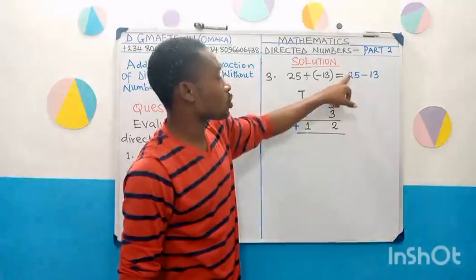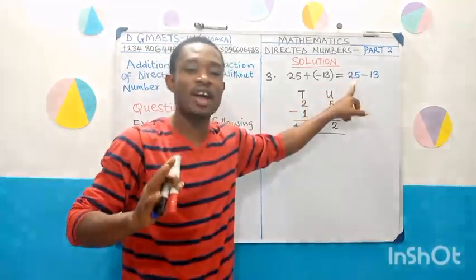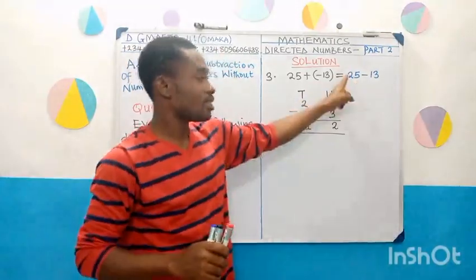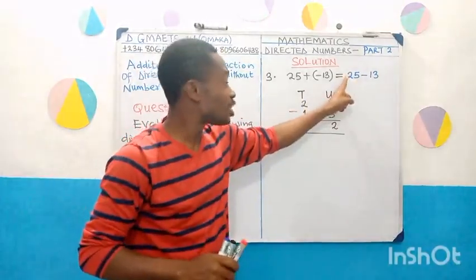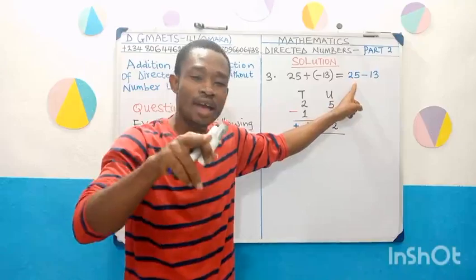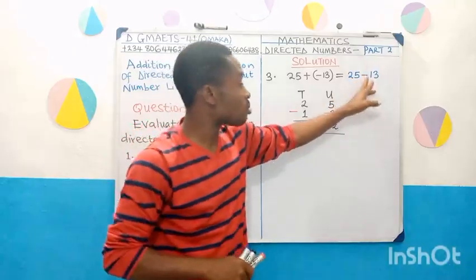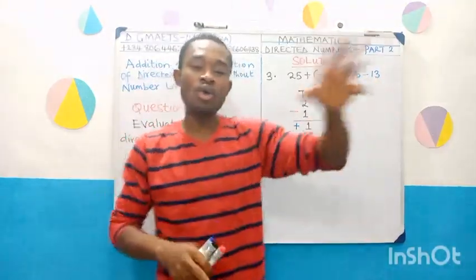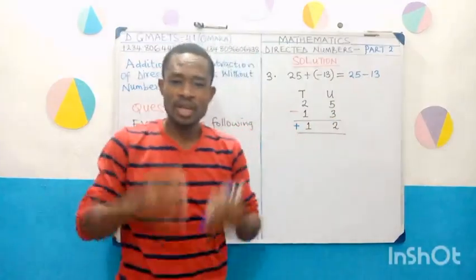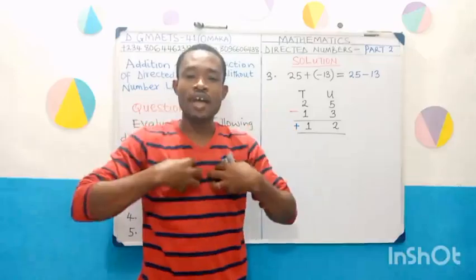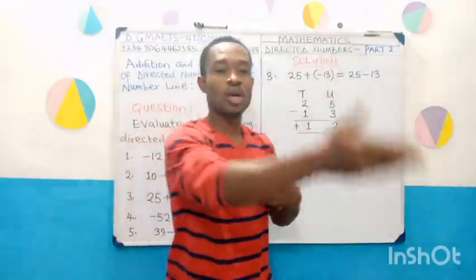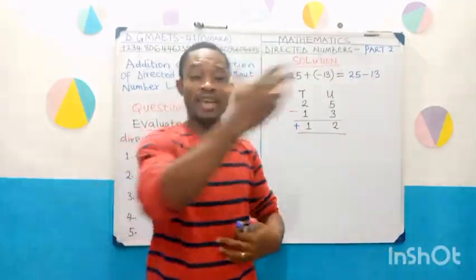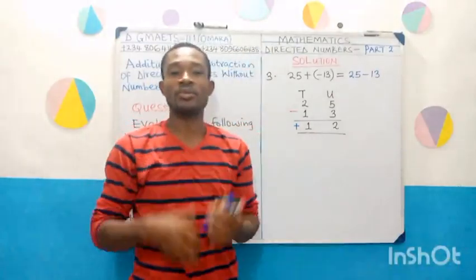See here, this is plus 25. It means you have 25. And this is minus 13. It means you are owing someone 13. Now think about this. What you have is bigger than what you are owing. So even if you pay, you will still have something with you.